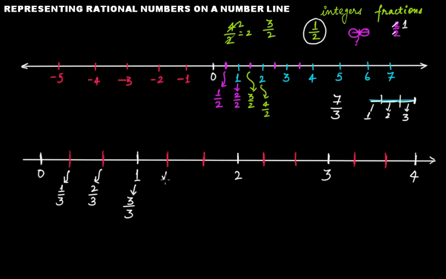Similarly, this becomes 4 over 3, 5 over 3. This becomes what? 6 over 3. And if you want to check it, if you divide 6 by 3, you get what? 2. And this, the one we want, becomes 7 over 3. Right? So our 7 over 3 comes at this point.